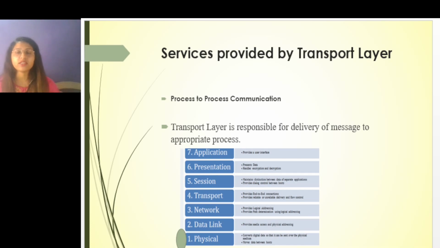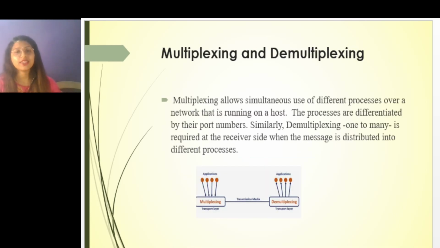It will reach the destination, that is a task of the network layer. But on reaching your home, it should be delivered to the appropriate person, the proper person. So that is a task of the transport layer. Even if it reaches the destination host, it should reach the appropriate function or the appropriate process. Then it will be a success of message delivery. So the first task of the transport layer is process to process communication.